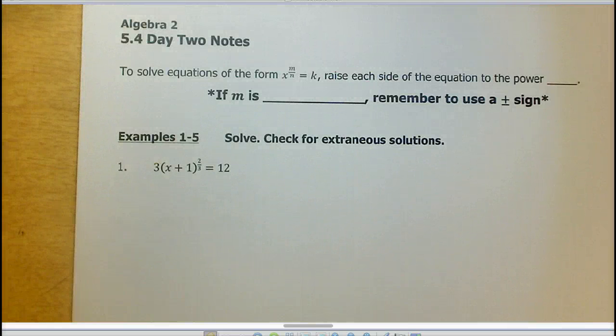Hello ladies and gentlemen. 5.4 day 2 is just going to be a continuation of what we did in the last video. We're going to look at more radical equations and equations with fractional exponents in them, but in this video we're going to involve more than just square roots.